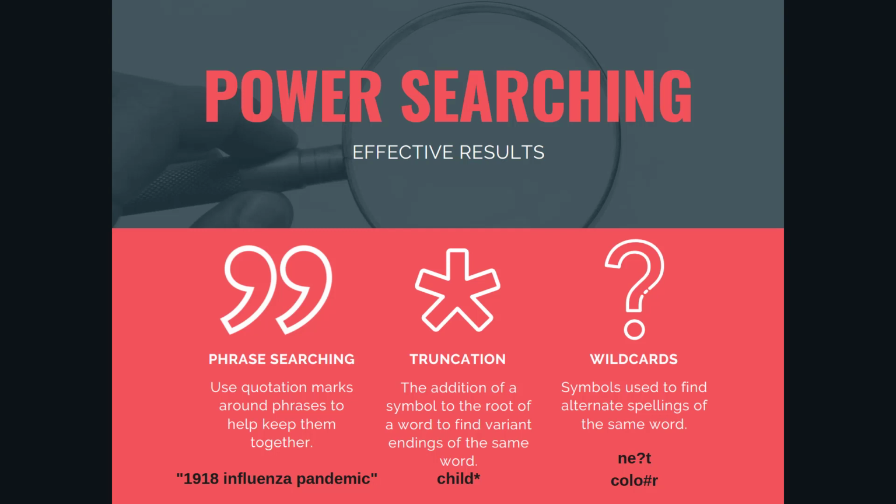Next is the asterisk for the truncation search function within a database. Oftentimes words will have a similar root word, and if you know each one of those words has bearing on your research, you can put in that root word with an asterisk and it will find other versions of that word. An example that we're using here, if we use child with an asterisk in a search bar within a database, it will locate child, but it'll also locate children, childhood. Any word that has the word child as a root will come up in your searching.